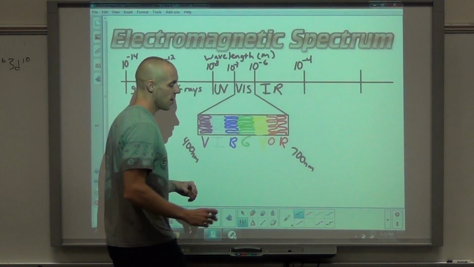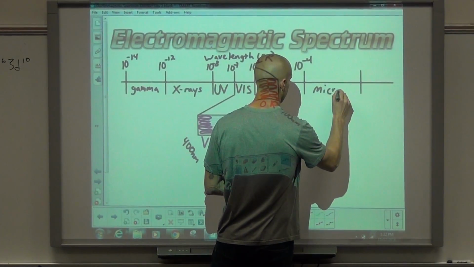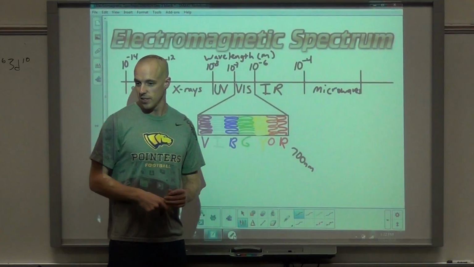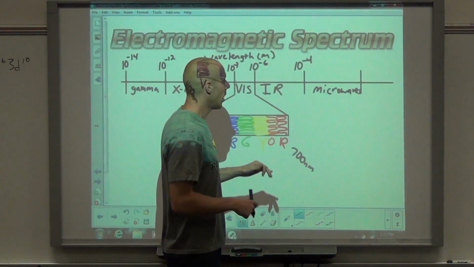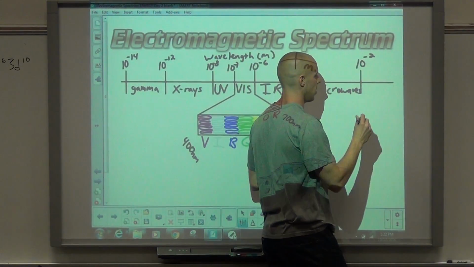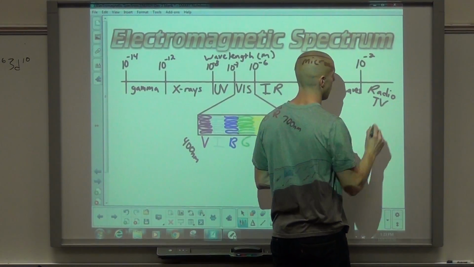Okay, after IR comes microwaves. Yeah, like a microwave oven. A microwave oven uses literally microwaves to heat up your food. And then after that, anything bigger than 10 to the minus 2nd meters, these are radio waves or TV.